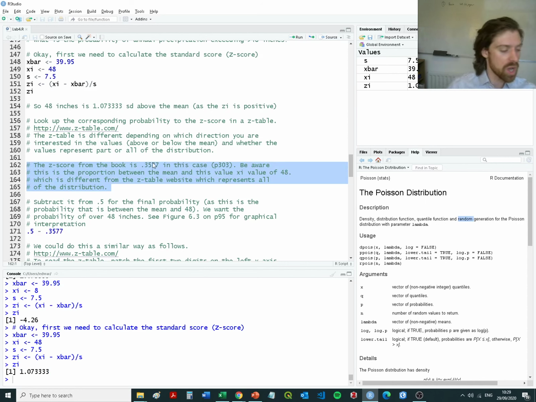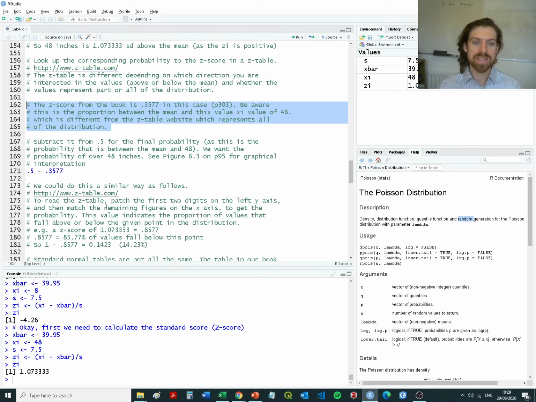Okay, so now we know that this 0.3577 value represents this part of the distribution. So from the mean value here all the way up to our 48 inches of rain just here. And it's the distance between those 2 points.